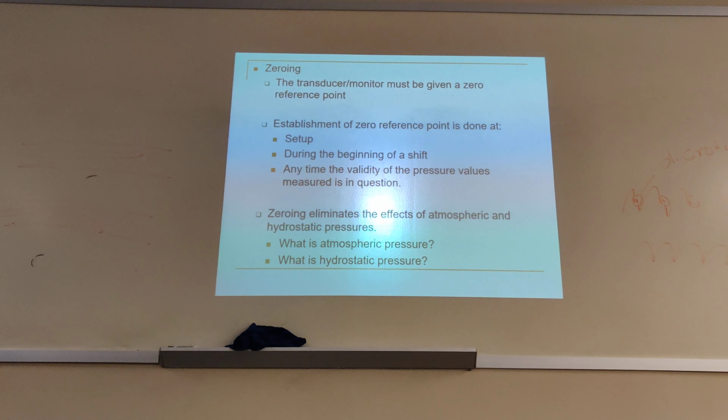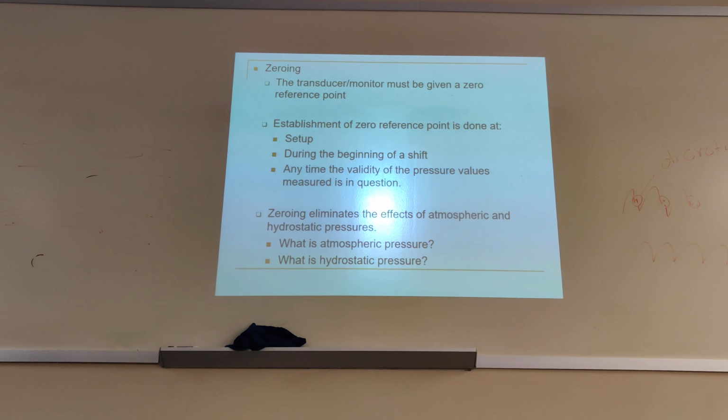Okay, so by zeroing, you are eliminating the effect of the atmospheric pressure acting on the transducer. The lower you have it, the more atmospheric pressure is pushing on it. And how do you fix that? You open it up so that the pressure in there can equilibrate with that of the atmospheric pressure.